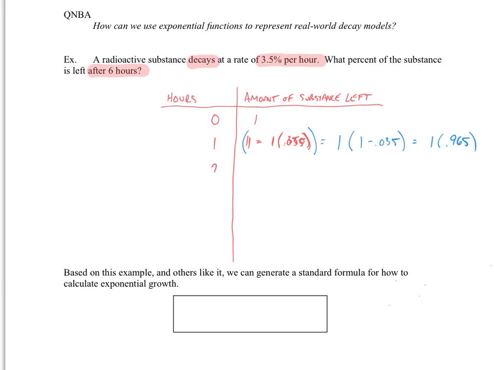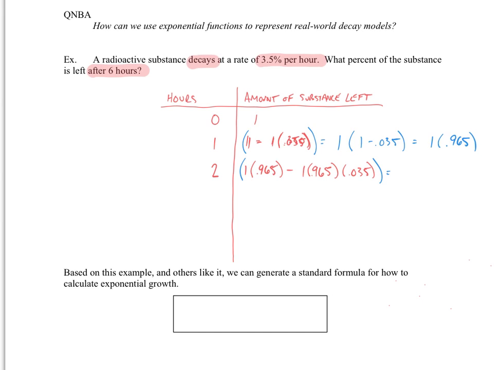Let's see what happens after 2 hours. Well, we're still going to have this 1 times 0.965. That's what we have currently. But we're going to take 3.5% of that away. And we can do the same thing we did in the last example now. We could calculate this, but we don't want to. We want to see the pattern.